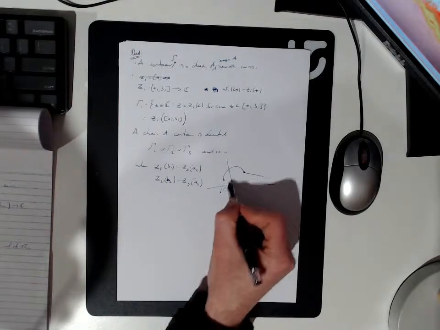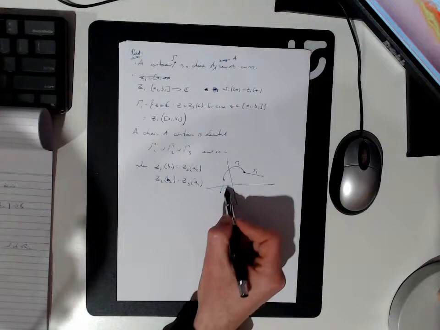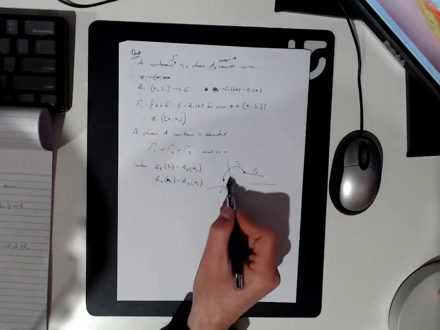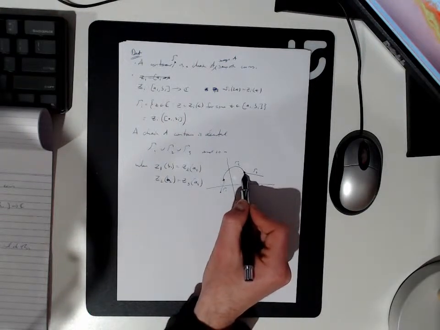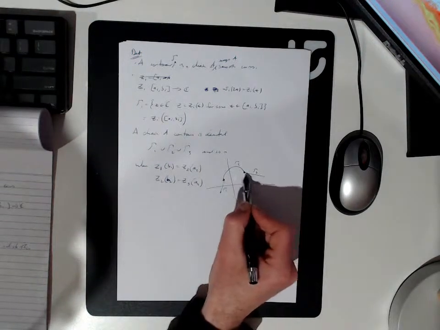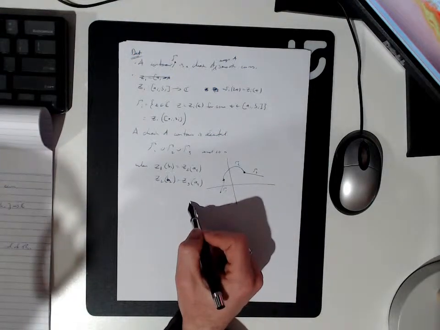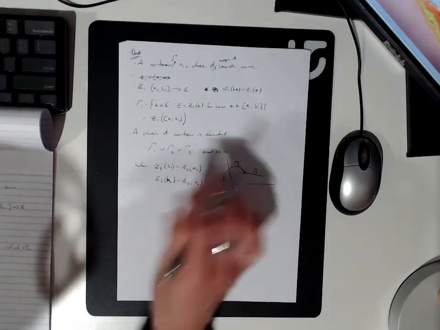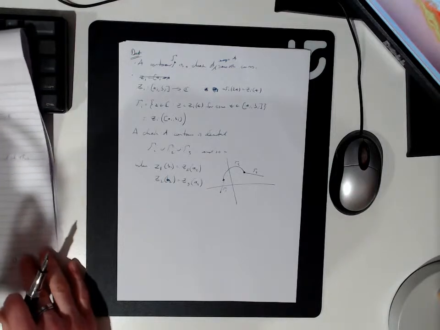So this would be gamma_1, this portion here would be gamma_2, and this portion here would be gamma_3. Gamma_1 ends over here, so that's z_1(b_1). Gamma_2 starts over here, so that's z_2(a_2). Gamma_2 ends at this point, so that's z_2(b_2). And gamma_3 starts there, z_3(a_3). Don't get too hung up on which curves correspond to which contours, because that might very well change. But anyway, that's what a contour is.